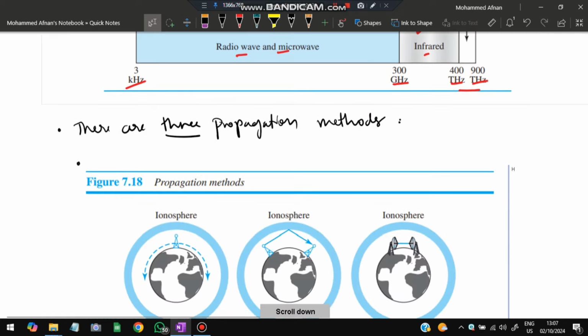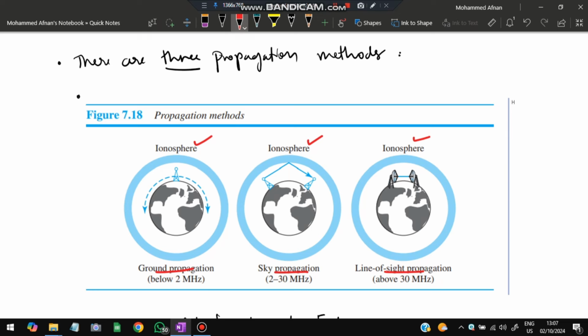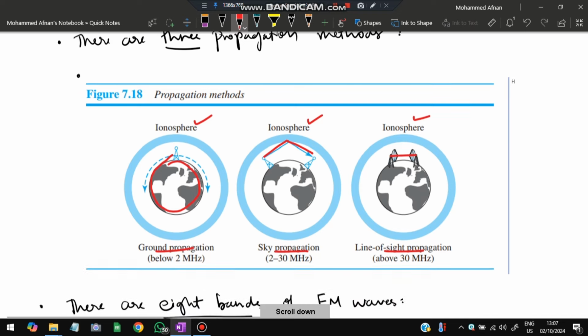There are three propagation methods: ground propagation, sky propagation, and line of sight propagation. Ground propagation travels close to the earth, and wherever it wants to be received, it will go and get received there. Sky propagation travels via the sky, like this, through the ionosphere. And line of sight means it should be a straight line here. That is the three ways of propagation.